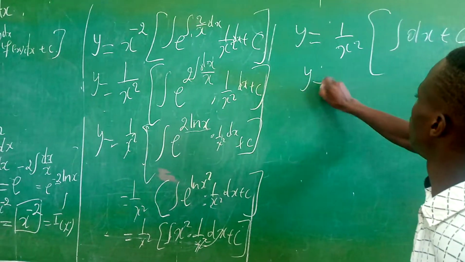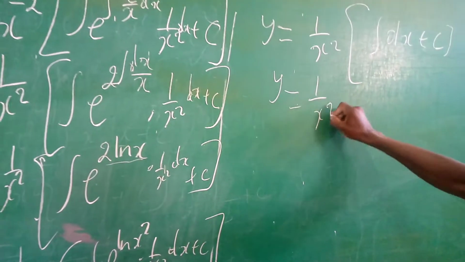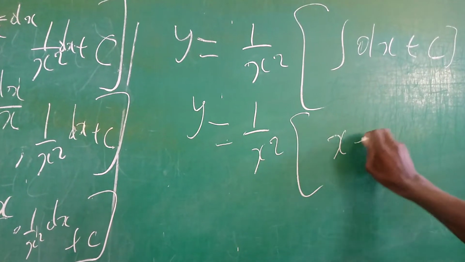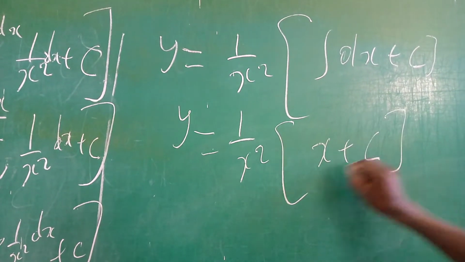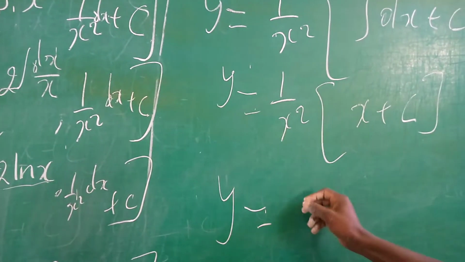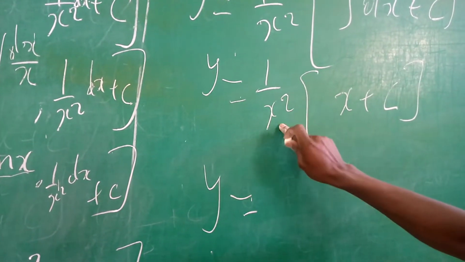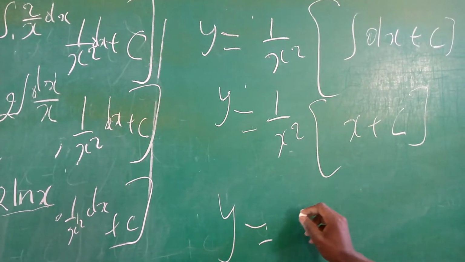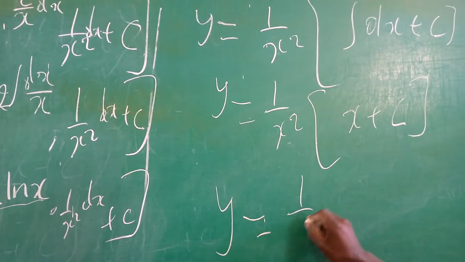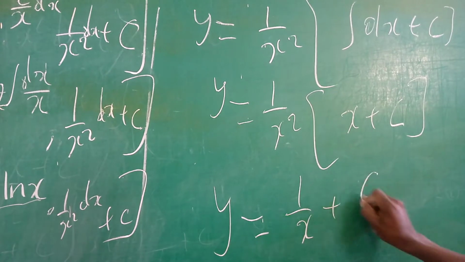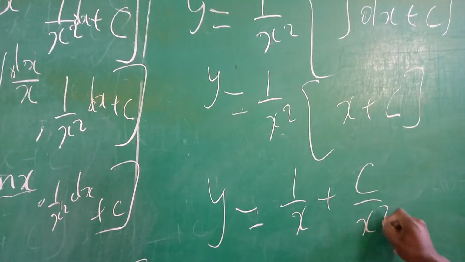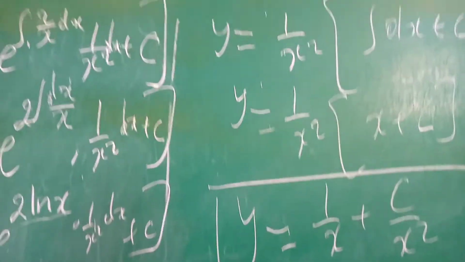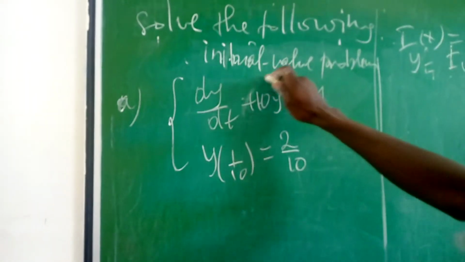And then the equation is equal to 1 over x squared, integral of dx is equal to x plus c. Y is equal to, and then if we multiply this, it will give us 1 over x plus c over x squared. Then this is the solution.